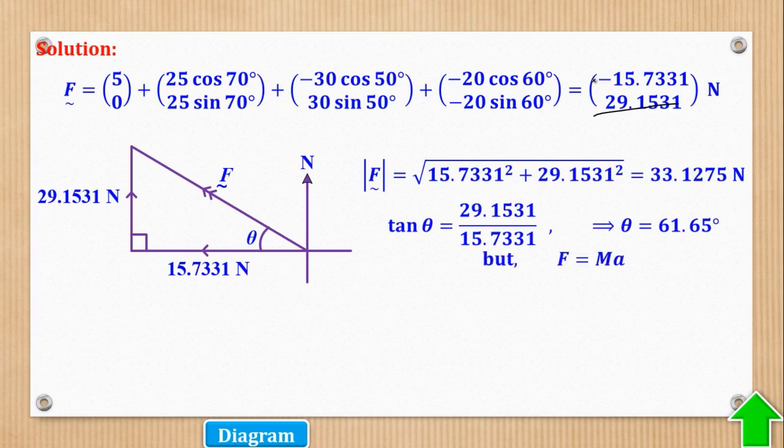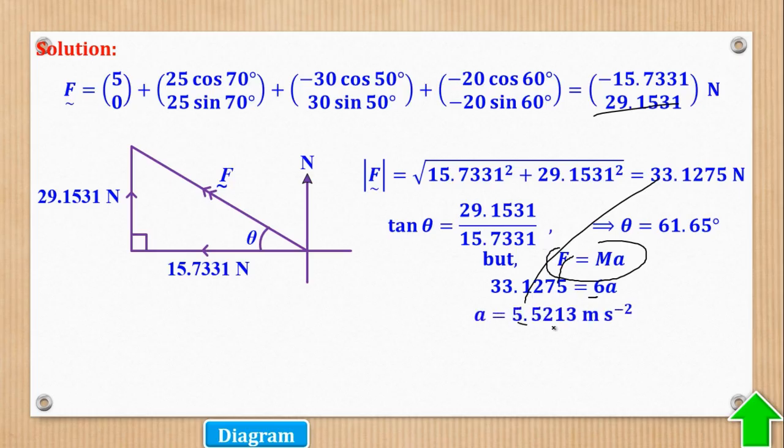After that, we shall state. So here they wanted to do acceleration, so we shall remember that F is equal to ma, where F is the resultant force. So I come and substitute for resultant force, the magnitude, and also for the mass, which was given as 6 kilograms. With that, I'll come up with the acceleration as this, and that's what they wanted.